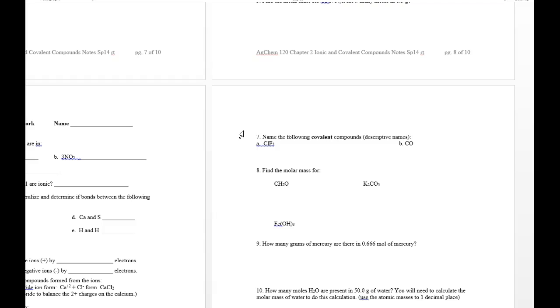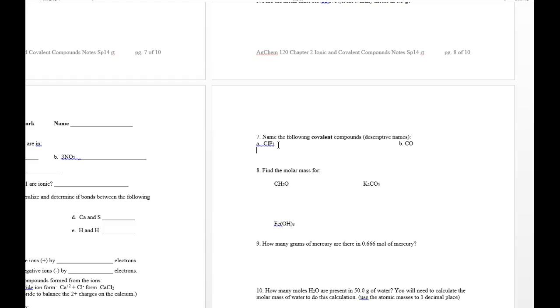Okay, so we read the rules yesterday again for the second time. Now with covalent compounds, we're going to write the descriptive name. They've given us what's called the chemical formula. So if you see something like ClF3, that's the chemical formula. If I ask you to name the compound, then you'll write out the name. Does that make sense?